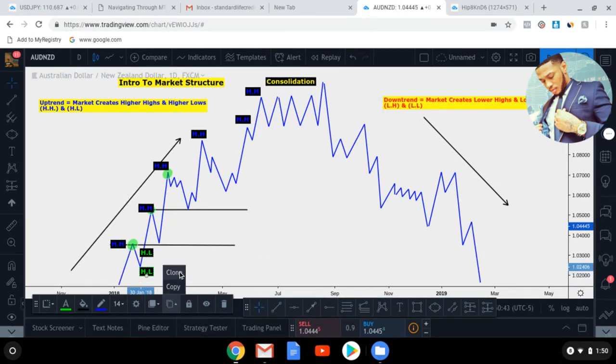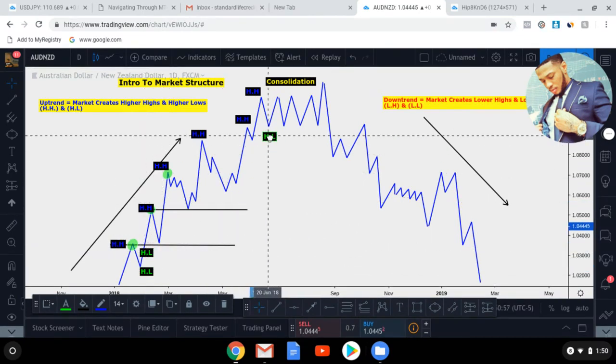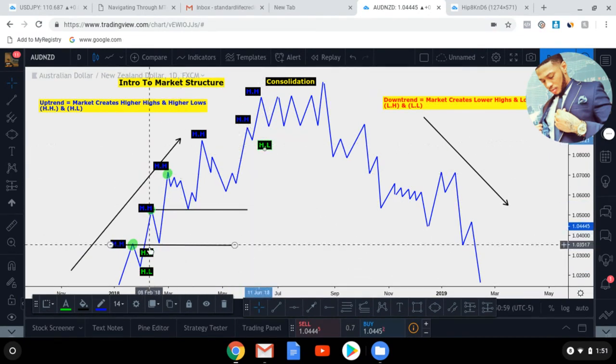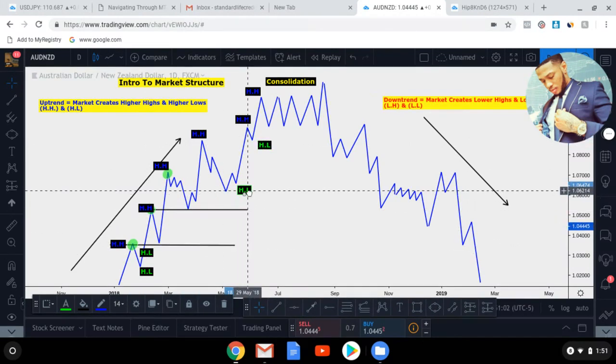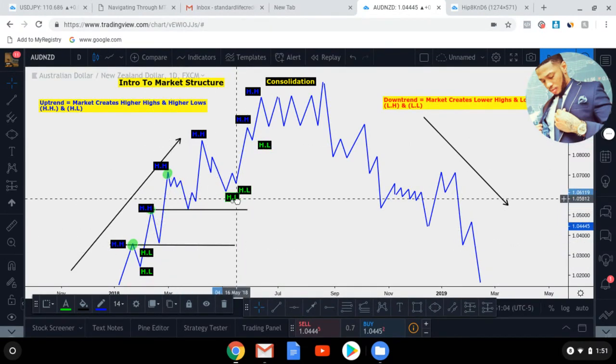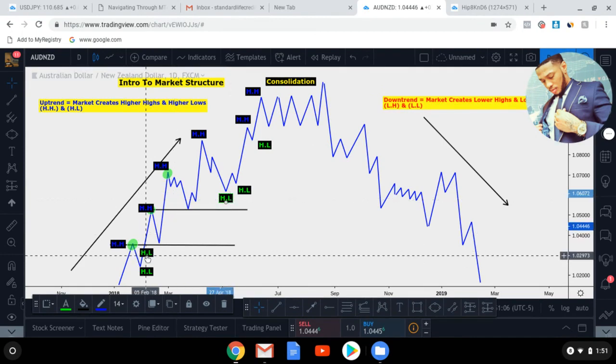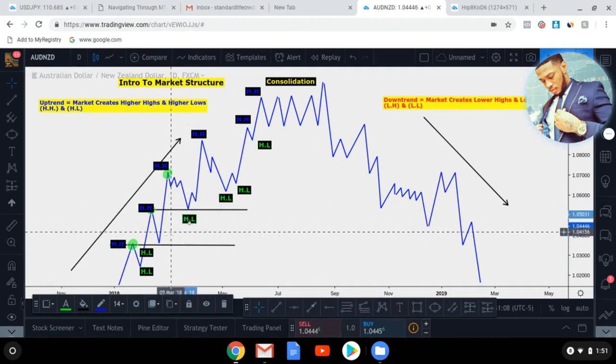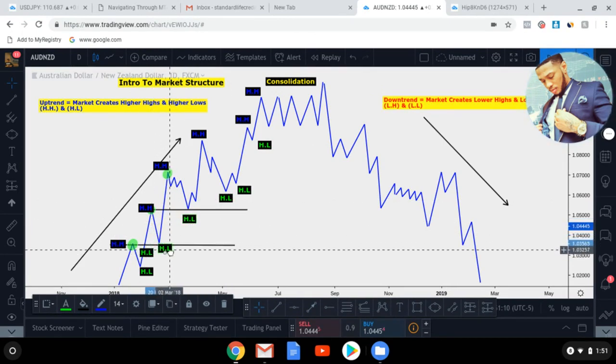Boom. 3, 4, 5, 6, 7. Let's just try 7 for now, okay? And let's get on there. See how simple this is, guys? That's how you want to do it. Whatever's going to help you become more efficient, that's what you want to do.